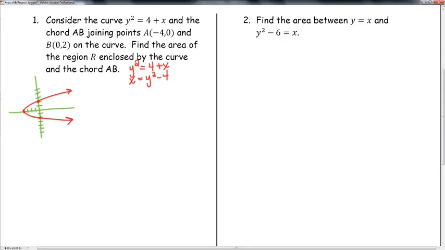So now I'm going to draw the chord, and so I have a point at (-4, 0) and I also have a point at (0, 2). And so you can figure out where our points of intersection are going to be. I want to get the equation of the blue line, so I know my b is going to be 2. My m is up 2, right 4, so that's 1/2. So we're talking about y equals 1/2 x plus 2.